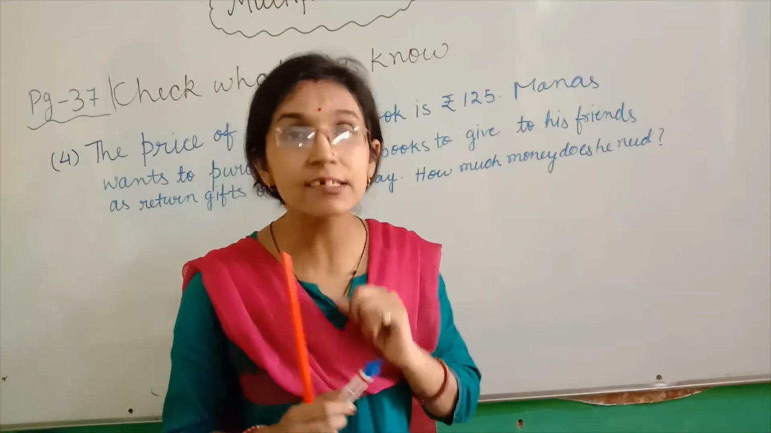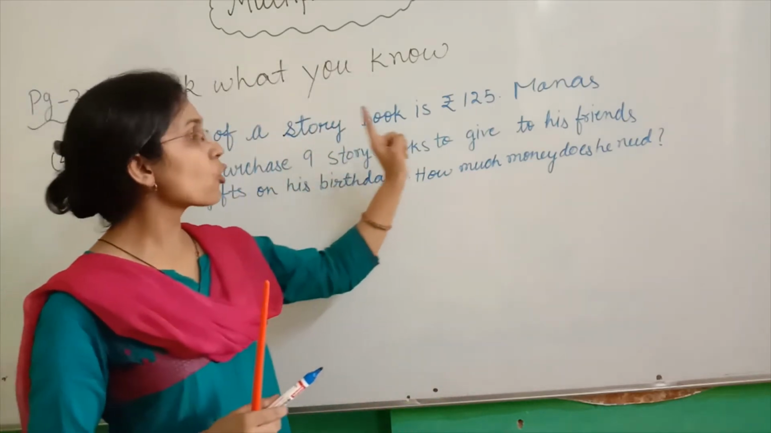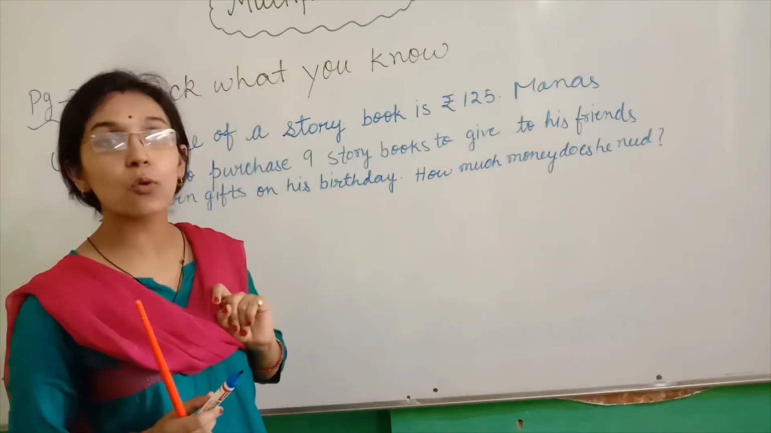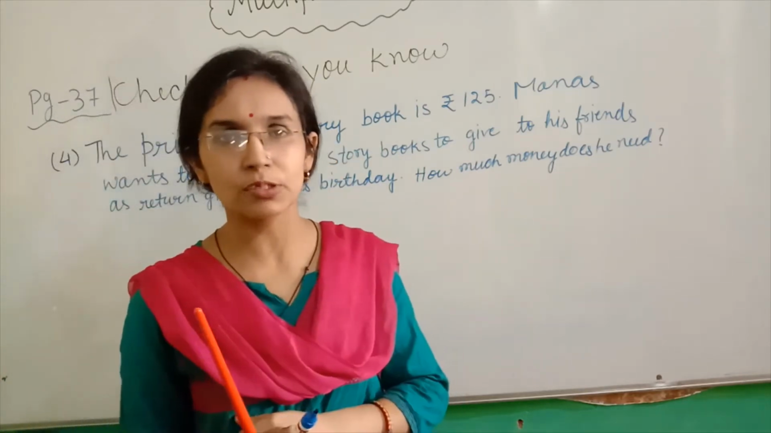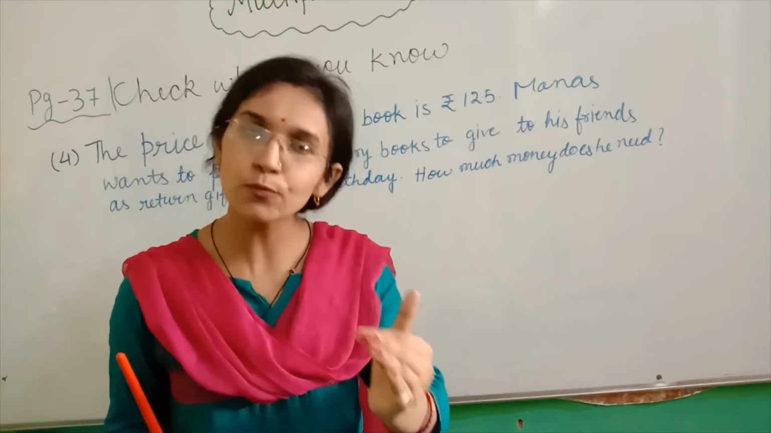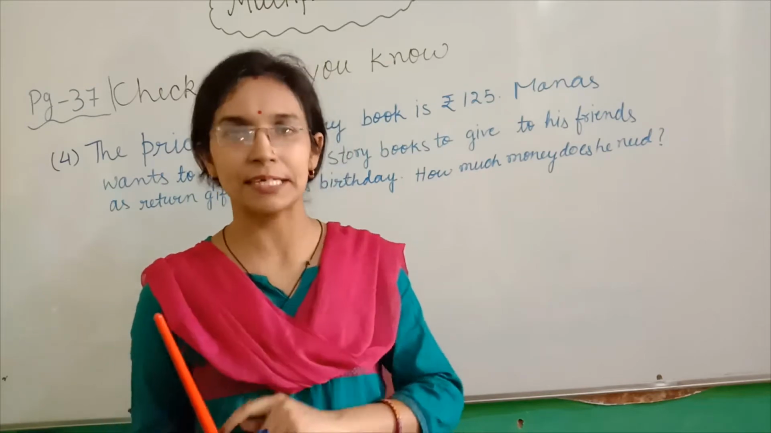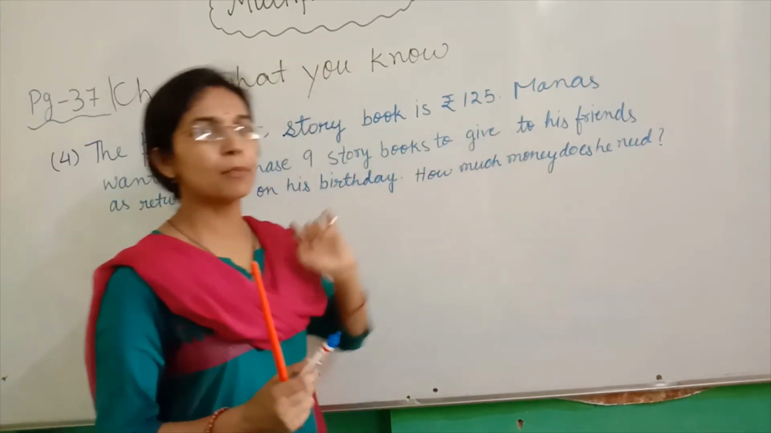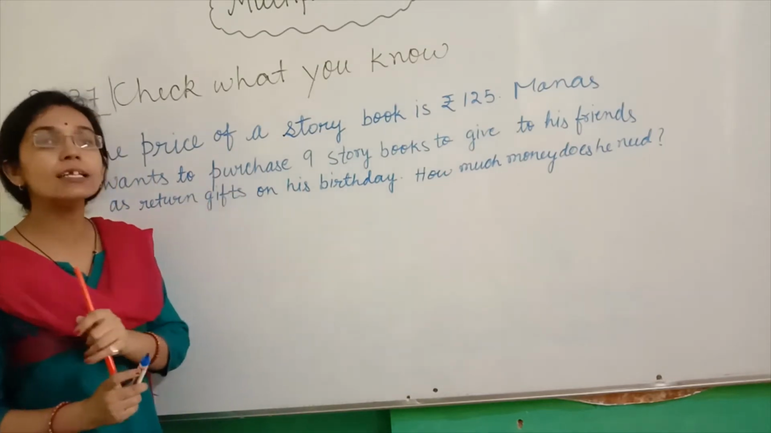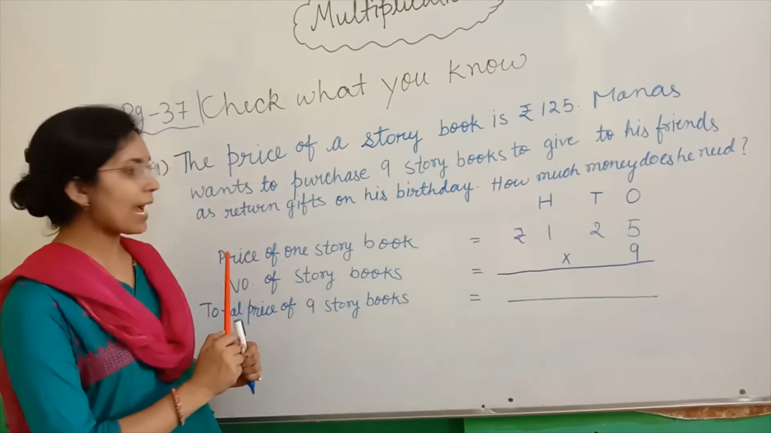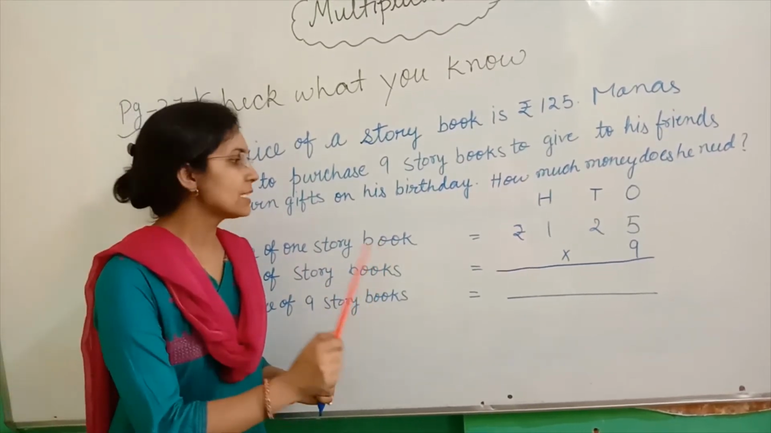As the question is very clear, cost of one storybook is given, and he is asking the cost of 9 storybooks. Means whenever there is a more number, then we have to follow the rule of multiplication. So here we will follow the operation of multiplication. Now I will write down your statement. Yeah children, so now I have written statements for you. Just look at your statement.